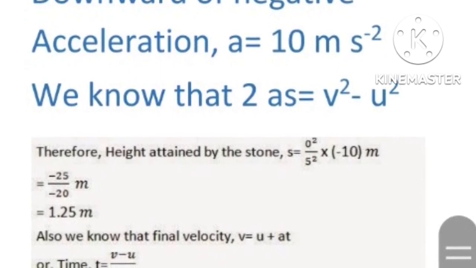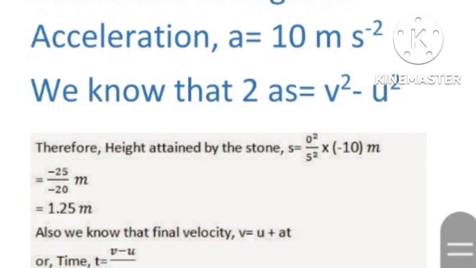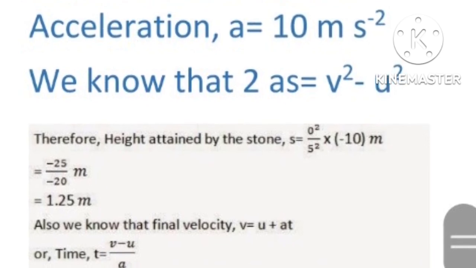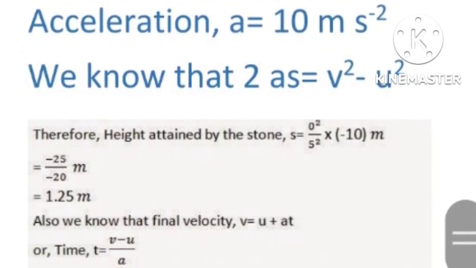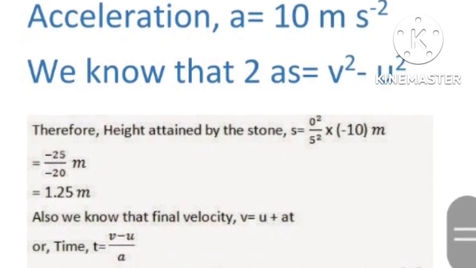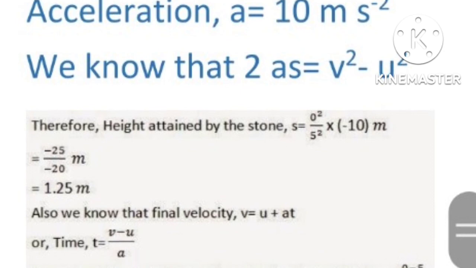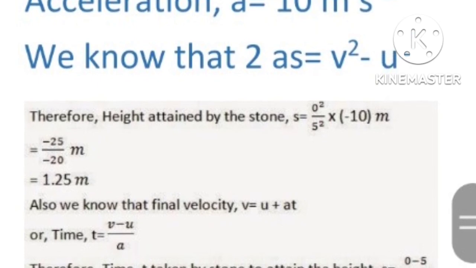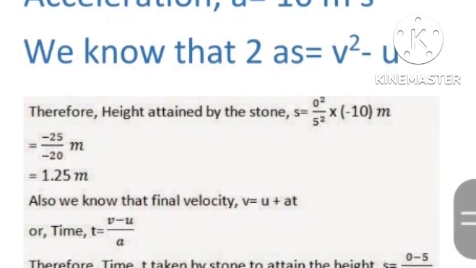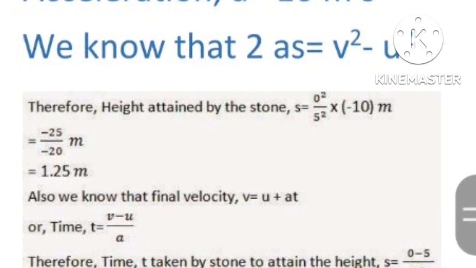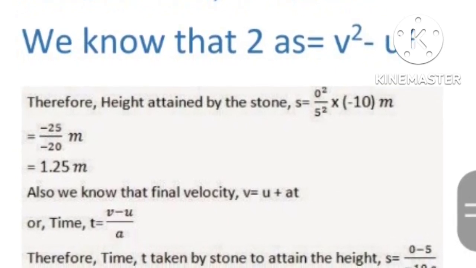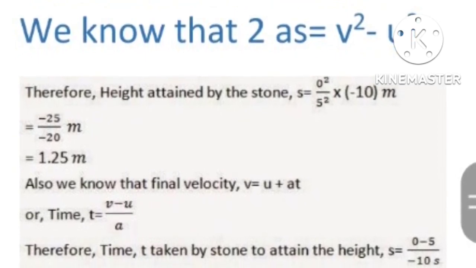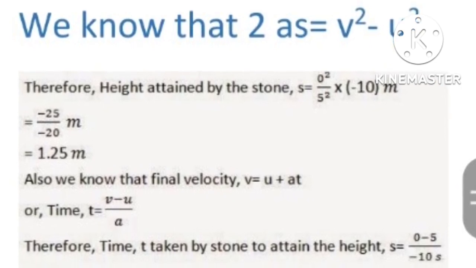Now we have to calculate the time also. For that we have v, u, s and a. So which equation can be used to calculate t? We can use v equal to u plus at, right? So when we are rearranging this, we will get the value of t as v minus u by a. Then we have v is equal to 0, u as 5 and acceleration as minus 10, because in the case of upward motion, the acceleration should be taken as negative. So we will get the value as 0.5 seconds. Okay, so time will never be negative. Therefore, we will take it as 0.5 seconds only.